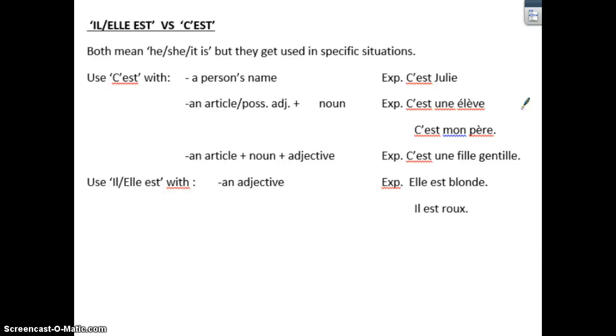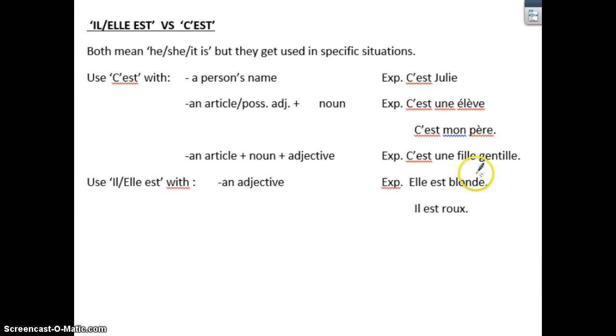Now here's the thing. It's very easy to remember when to use il or elle because it's only one rule. Basically, if the phrase is followed directly by an adjective, as in it's just a describing word, then you just use the word either il or elle based on whether that describing word is describing a boy or a girl.